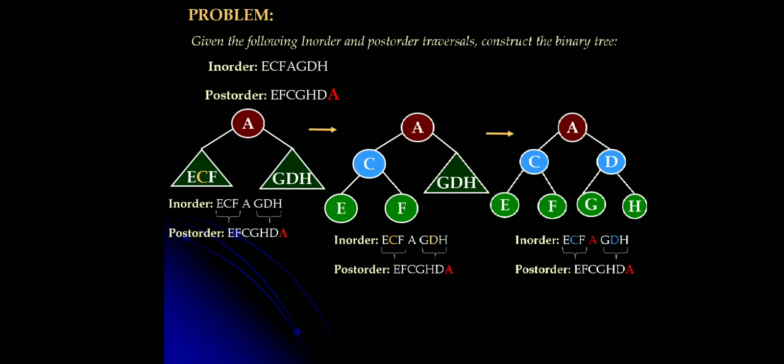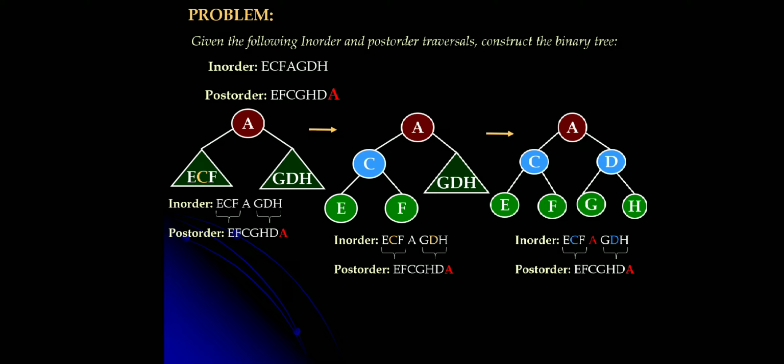Now we can construct the final tree with A as the root, C as the root for the left subtree, D as the root for the right subtree, and E and F are the left and right child for node C, and G and H are the left and right children for node D. If you want to cross verify, do the in-order and post-order traversal. You can see that whatever is given in the question, you are going to get the same traversal order, right?